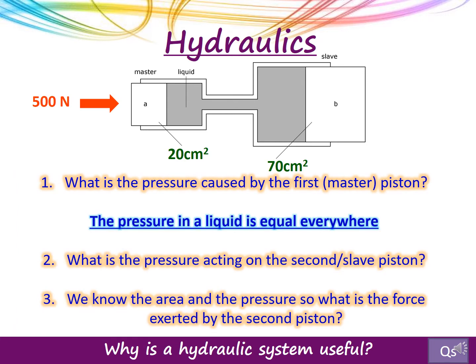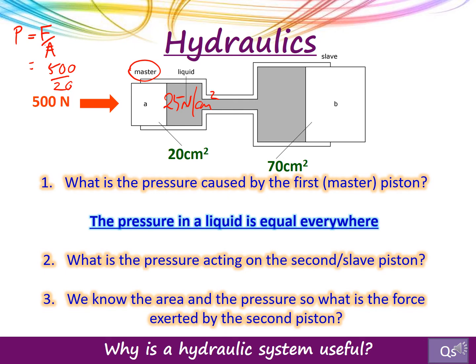Okay, let's try to work these out. So what is the pressure caused by the first or master piston? The master piston is this one on the left. So the pressure, we will need to use the formula. So we have pressure equals force divided by area, which equals 500 newtons divided by an area of 20, which should give you a pressure of 25 newtons per centimetre squared.